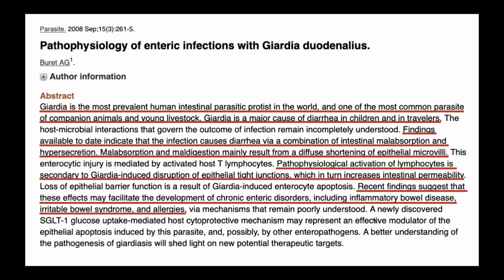And they go on to say pathophysiological activation of lymphocytes is secondary to Giardia-induced disruption of epithelial tight junctions, which in turn increases intestinal permeability. So they mentioned here there's a little bit of an inflammatory component. That's one of the things that we noted earlier is a common contributor to digestive insufficiency. And then a result of a lot of this oftentimes is increased intestinal permeability, which then can cascade down into causing further symptoms related to food sensitivities, for example. They go on to say recent findings suggest that these effects may facilitate the development of chronic enteric disorders, including inflammatory bowel disease, irritable bowel syndrome, and allergies.